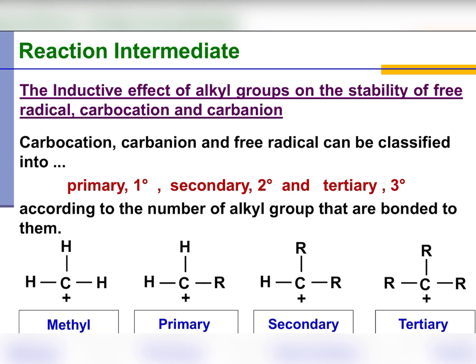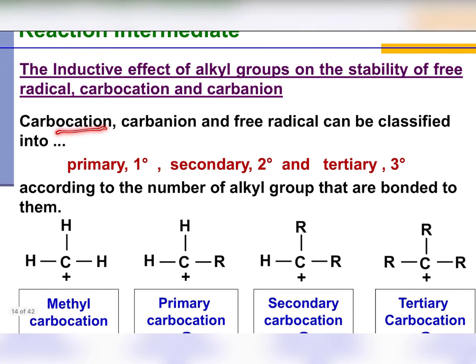Okay, so first kita tengok dulu kelas dia. Carbocation, carbanion and free radical can be classified into primary, secondary and tertiary. Okay, before this we already learn primary carbon, secondary carbon, tertiary carbon, quaternary carbon. Tapi kali ni kita nak belajar primary free radical, secondary free radical, tertiary free radical and untuk carbocation and carbanion juga. Okay, so kita start dengan the first one, iaitu carbocation.